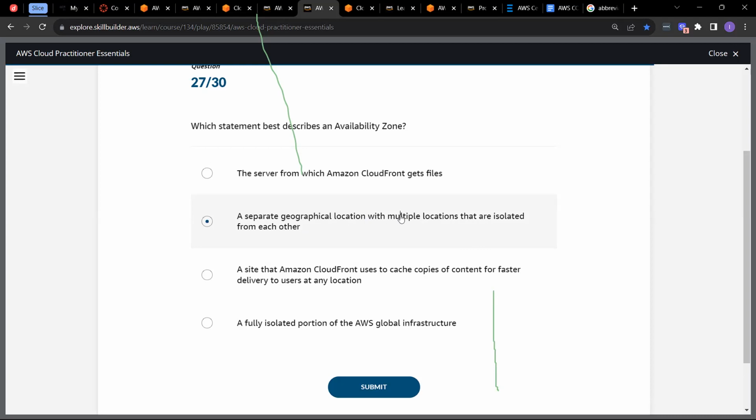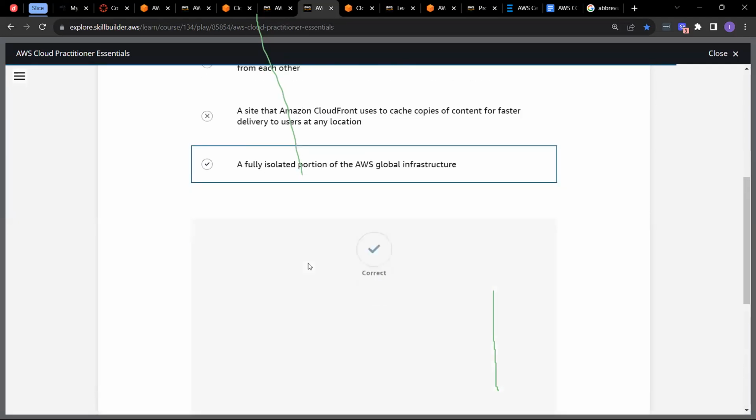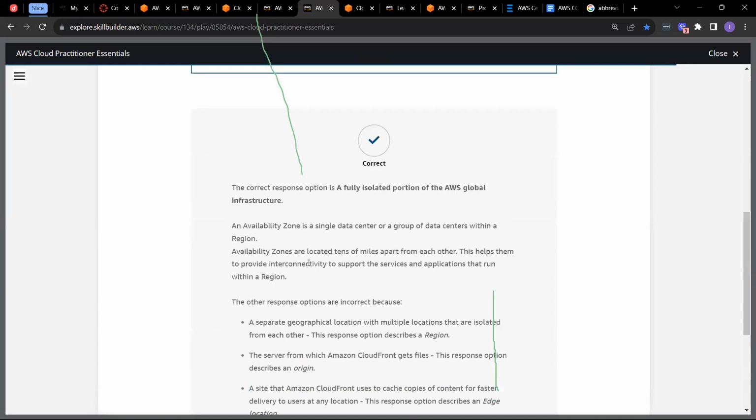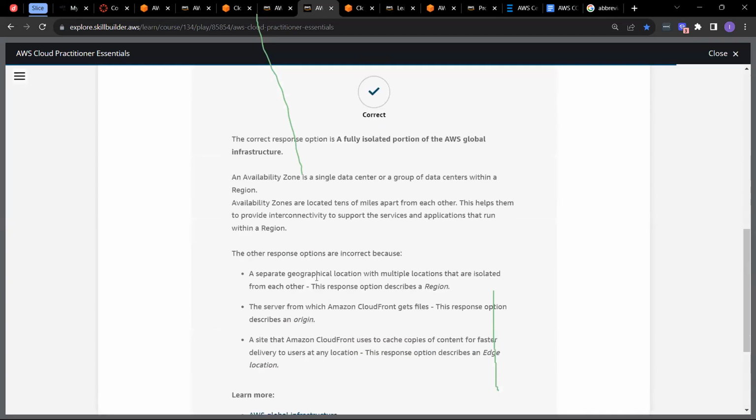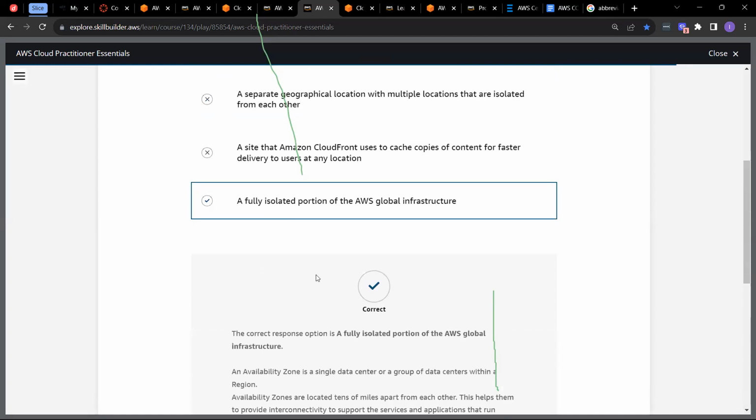But I think in the AWS infrastructure, the data centers are not mentioned. So the availability zones are the least. Like a fully isolated portion of the AWS globe. This question will be tricky, I swear. So it'll be the last one. The second one is like region.